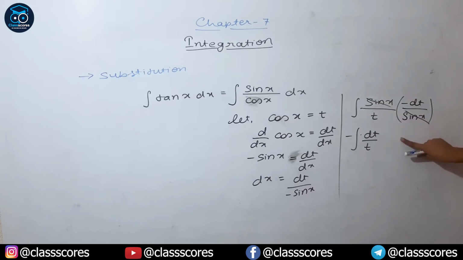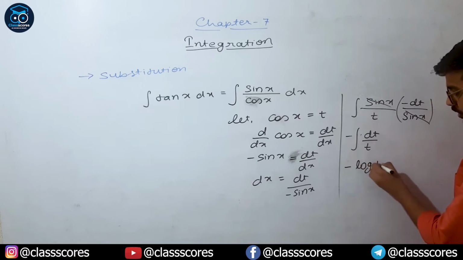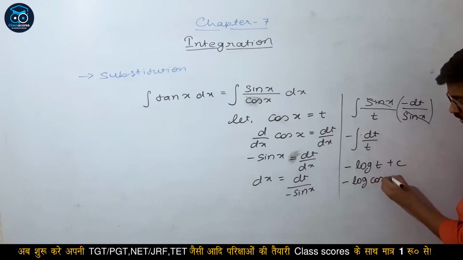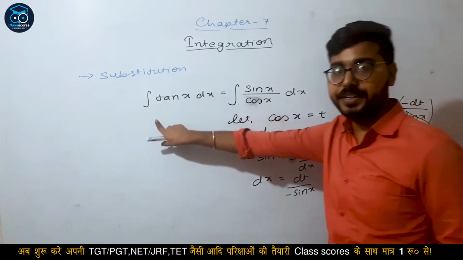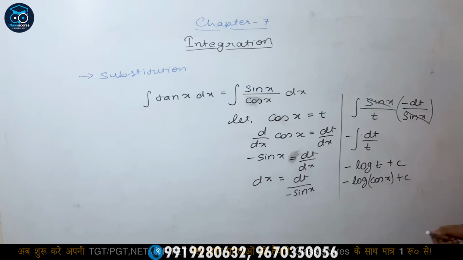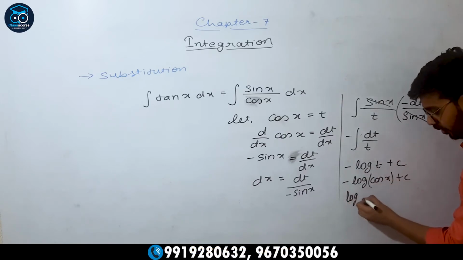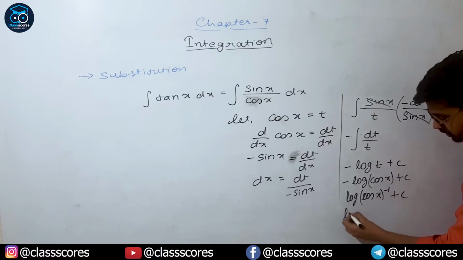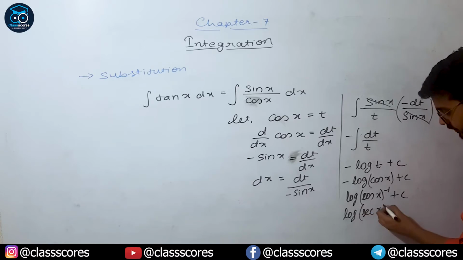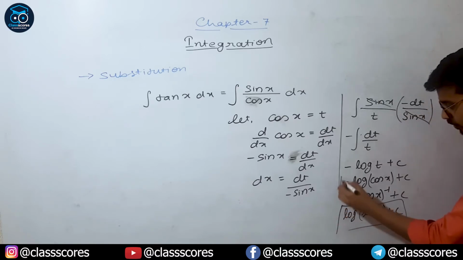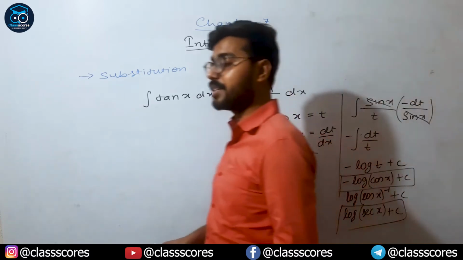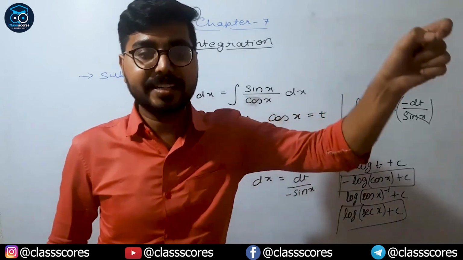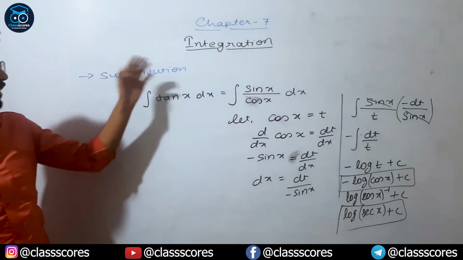Now the integration of 1 upon t is log t, so we get log t plus c. And the value of t is cos x, so that is log cos x. So now we can say the integration of tan x is minus log cos x plus c. Or if we simplify this negative sign, we can also write this as log of cos x to the power minus 1 plus c, and cos inverse is known as sec x. So if someone asks you the integration of tan x, you can clearly say it is log sec x or minus log cos x. Clear? So this is the substitution method.